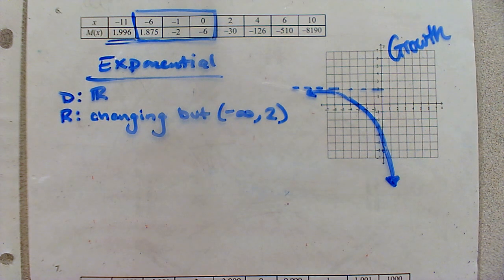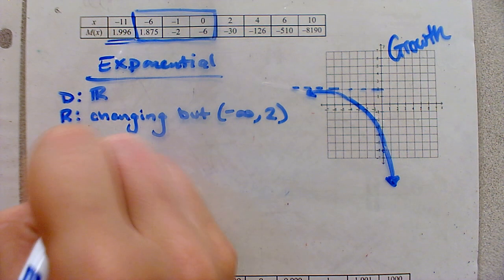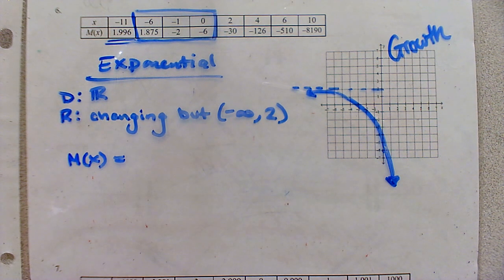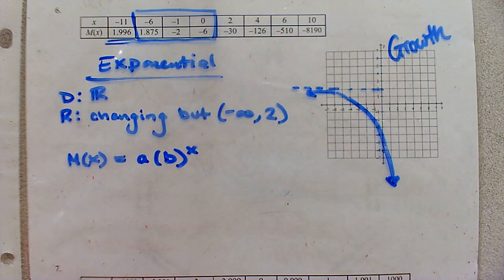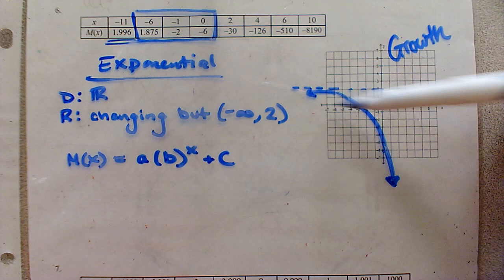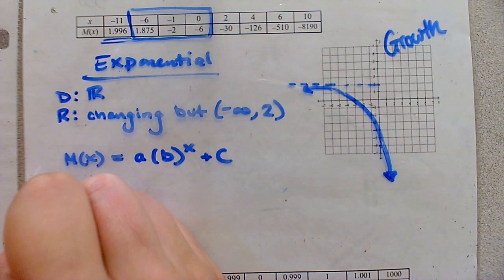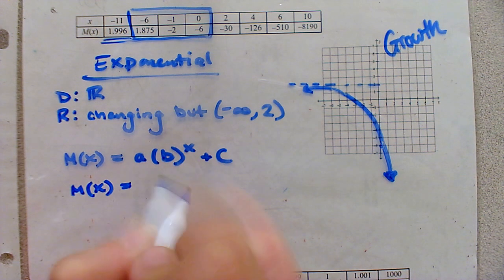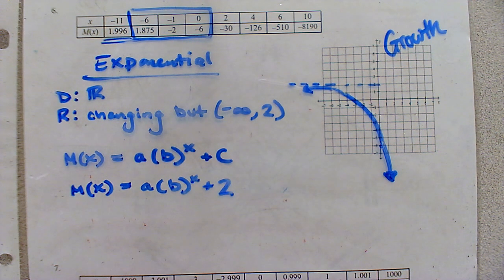So there's our range. What I want to spend the most amount of time, though, with this particular example is talking about how we can figure out the equation for this m of x function. And since it's exponential, again, it normally has the form a times b to the x plus c. Since we know the horizontal asymptote is at 2 and not 0, it was moved up 2 points. So we can automatically fill in a plus 2 for the c.